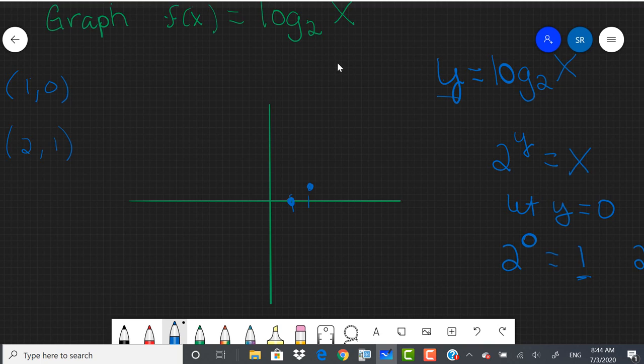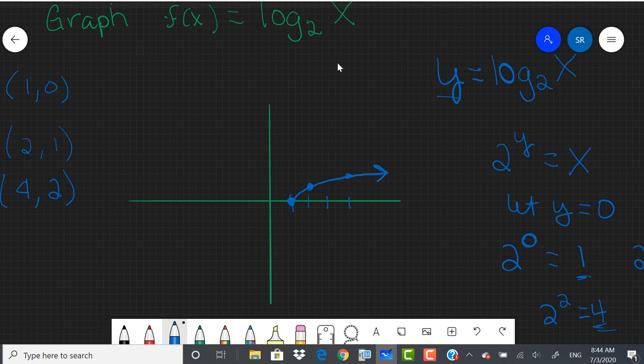And then I'm going to go ahead and plug in 2 squared equals 4. So now my point, don't get them mixed up. Remember my x is on the other side of the equation. So this is going to be at 4, 2. So about there and there. So my graph is going to look like that.